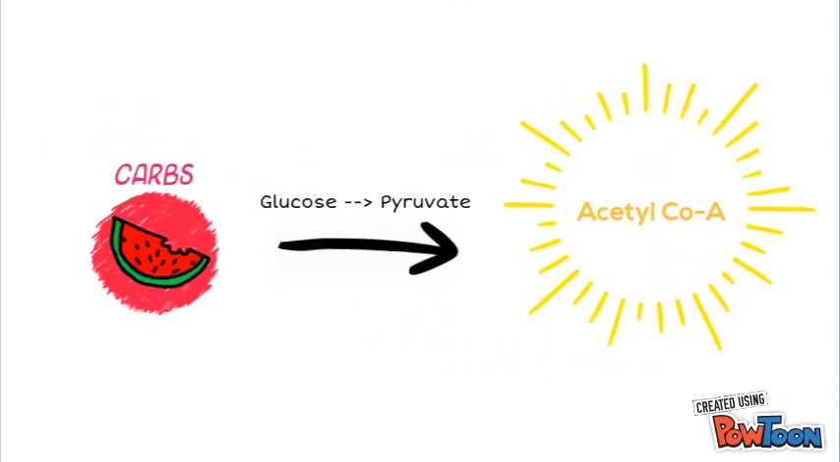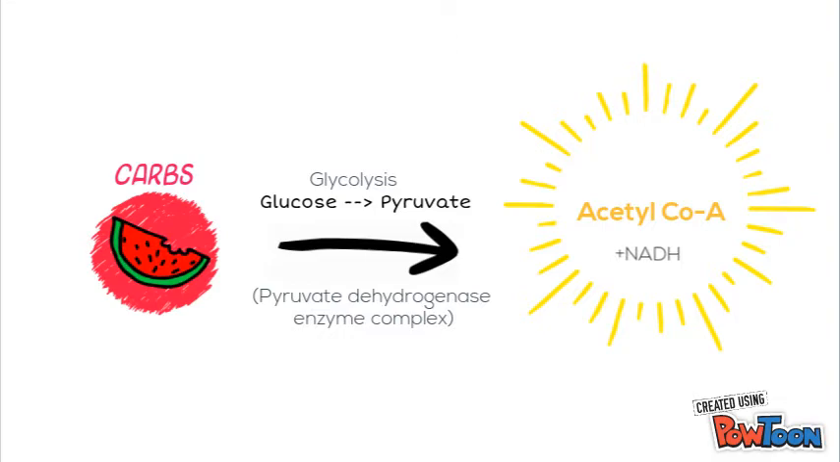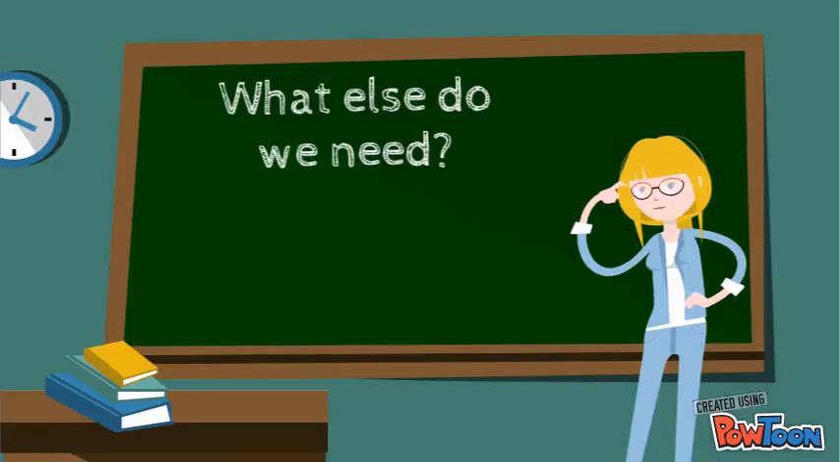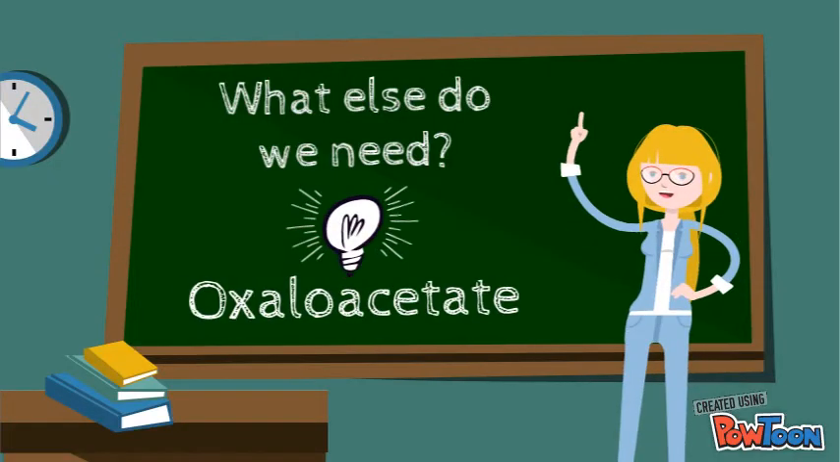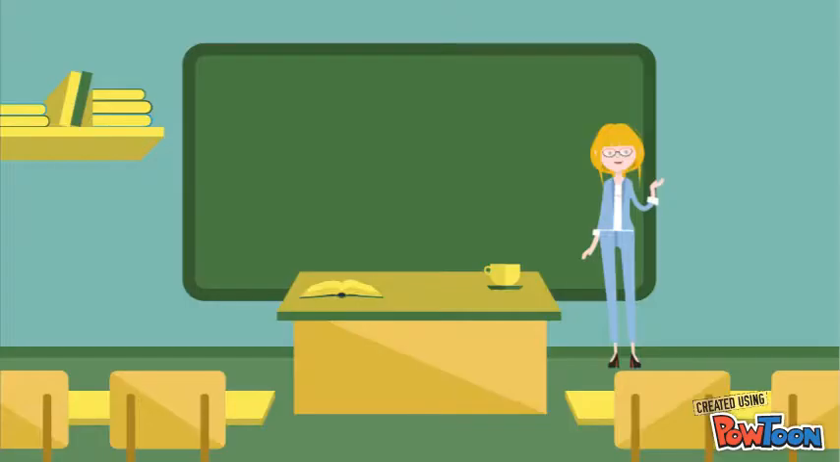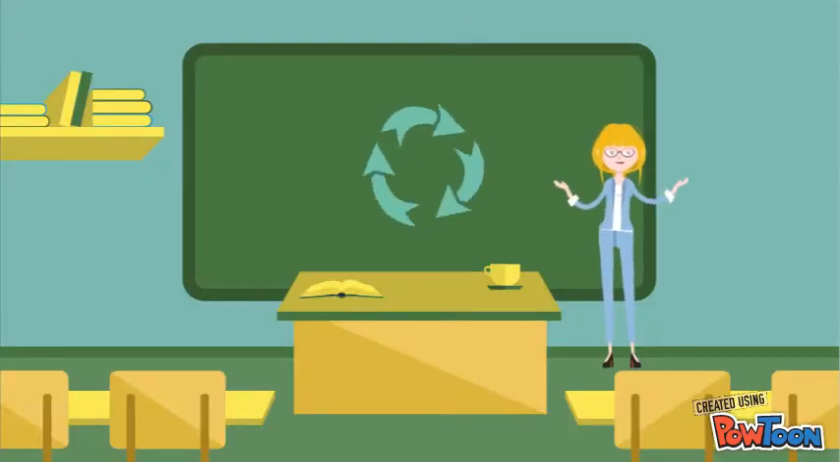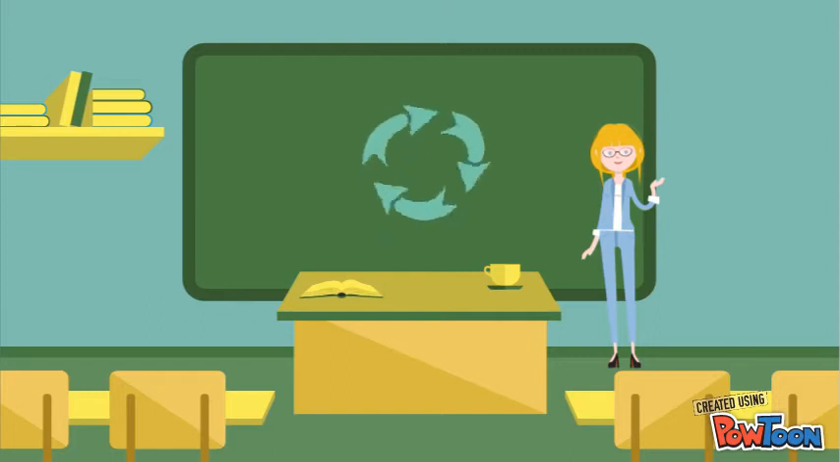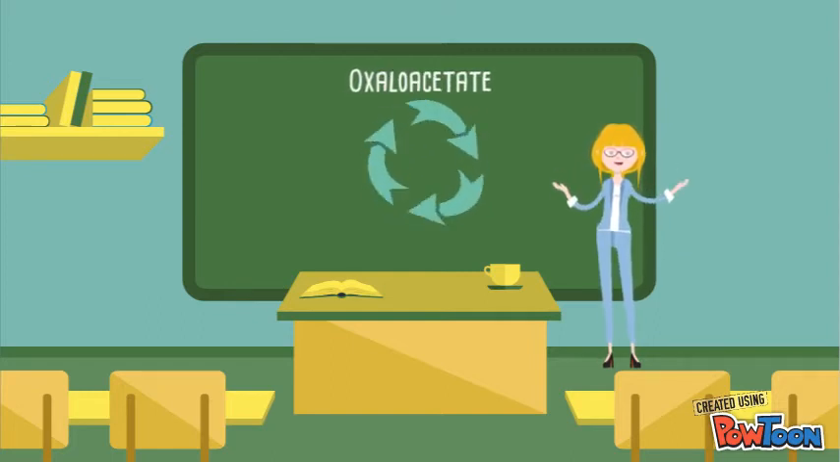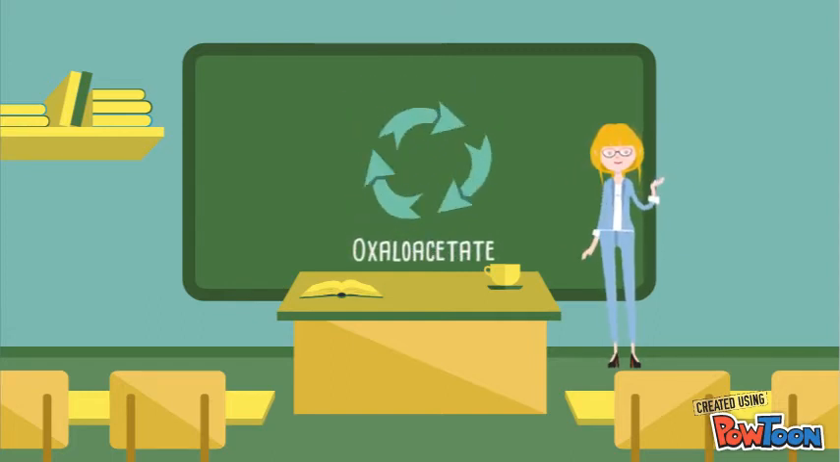Glucose is first broken down through glycolysis to create pyruvate. In the mitochondria, the pyruvate dehydrogenase enzyme complex turns pyruvate into acetyl-CoA plus an NADH molecule. In order for the Krebs cycle to start, we also need oxaloacetate. The Krebs cycle is called a cycle in large part because oxaloacetate plays a part in starting the cycle, and oxaloacetate is an end product of the cycle.